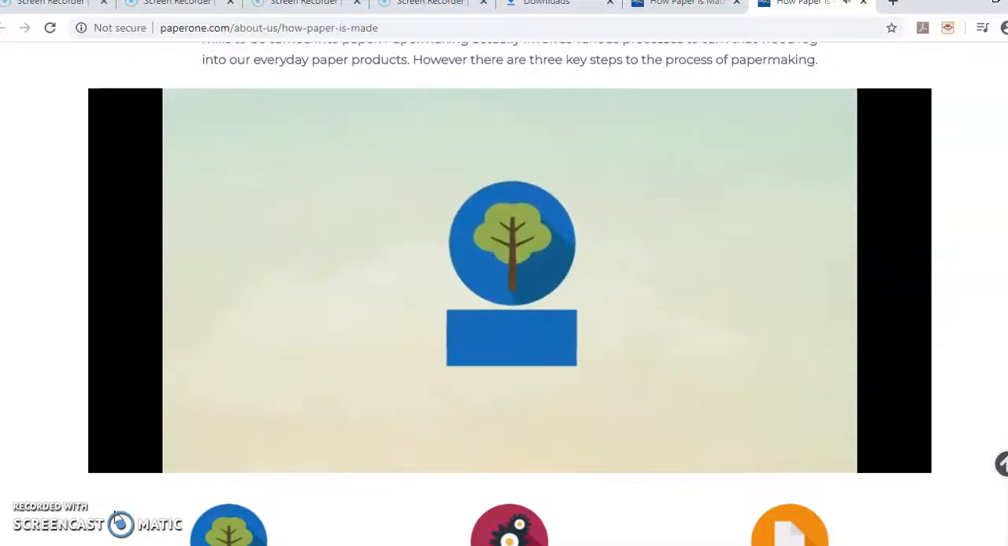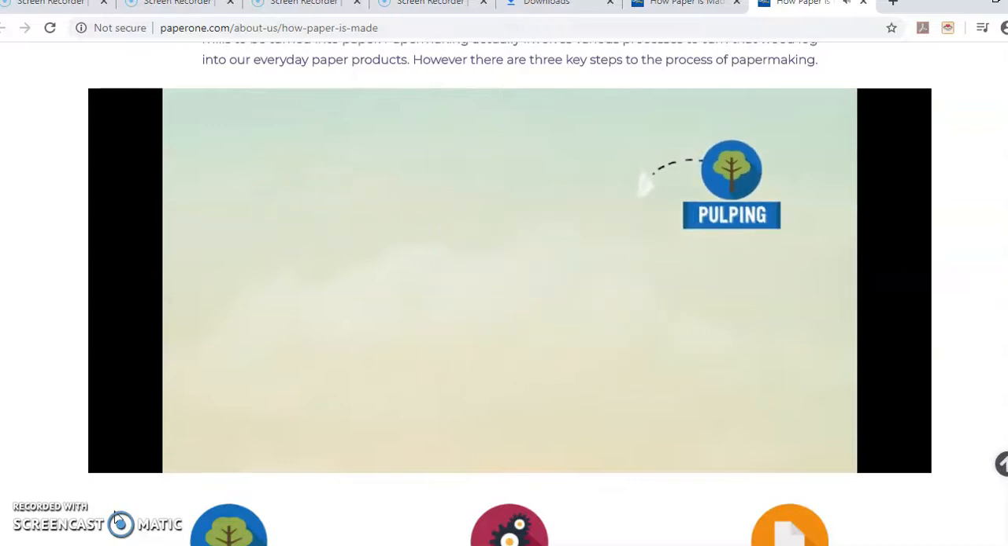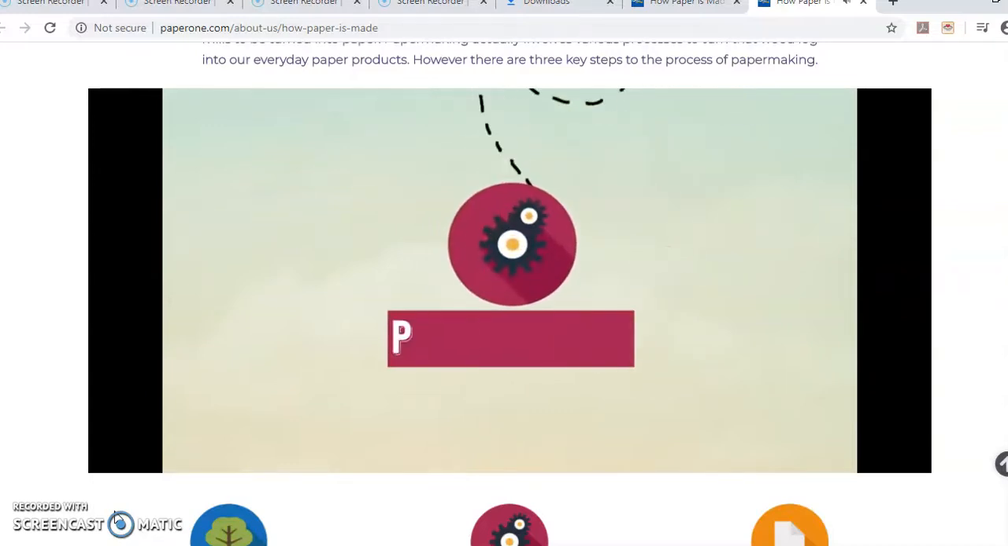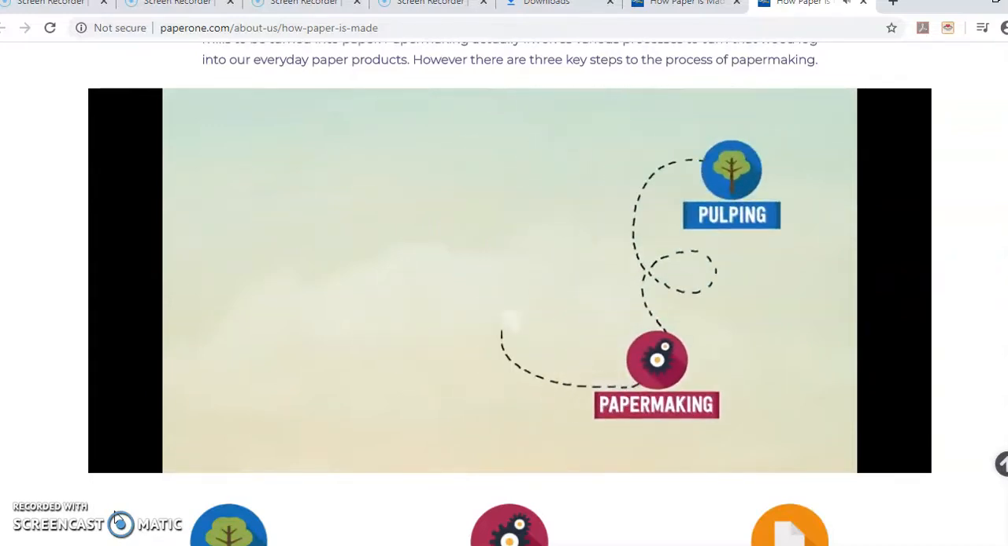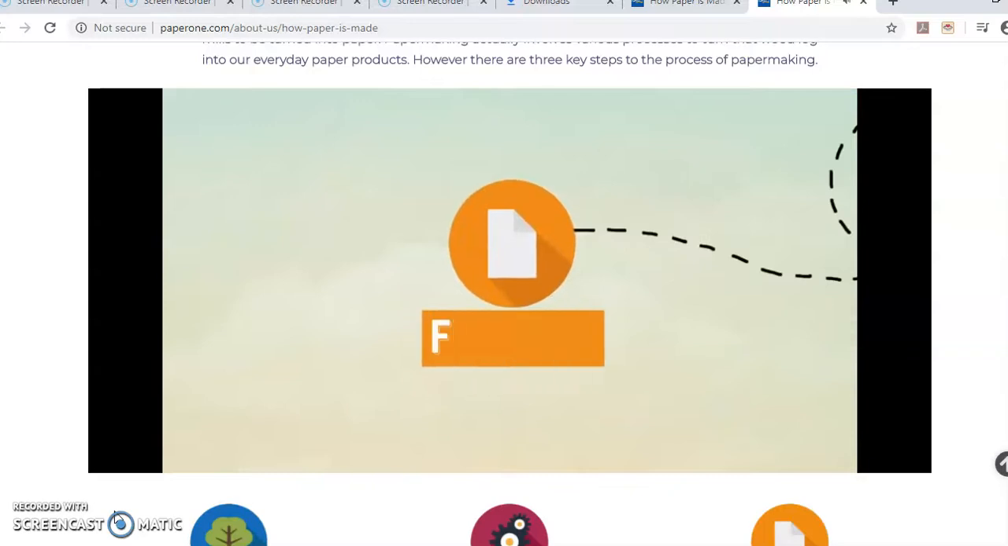1. Pulping. 2. Paper making. 3. Finishing.